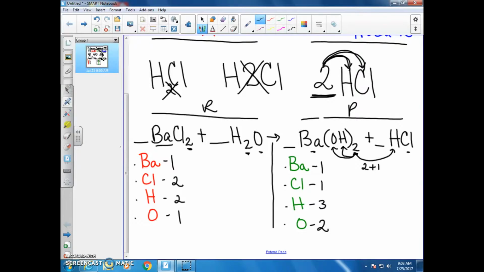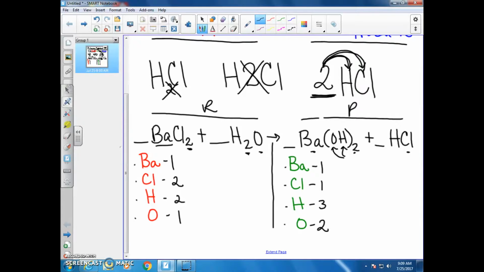Now, you want to make sure that whatever you do to one side, you make sure you add back. Okay, so we have one Ba on each side. The Cl's are off, a 2 and a 1. The H's are off, 2 and a 3. And the O is off, 1 and a 2. Now, don't get fooled by the H's. I know that we have a 2 and a 3. I can't make the 2 turn into a 3, and I can't make the 3 go back to a 2. And I know that it looks like they could multiply to each other and give you a 6. That's possible, but let's work through the problem and see how this plays out.